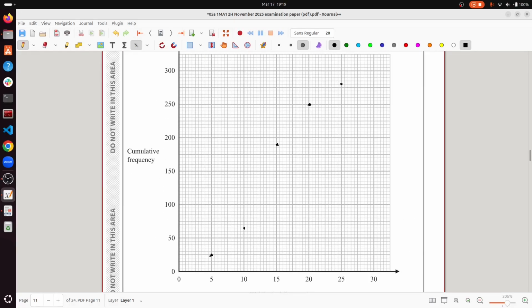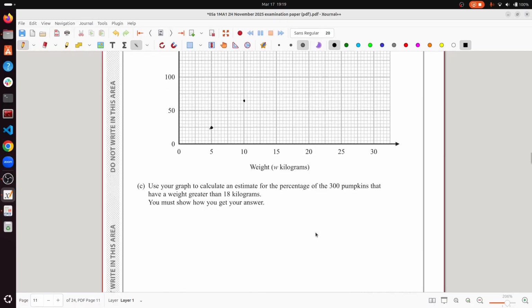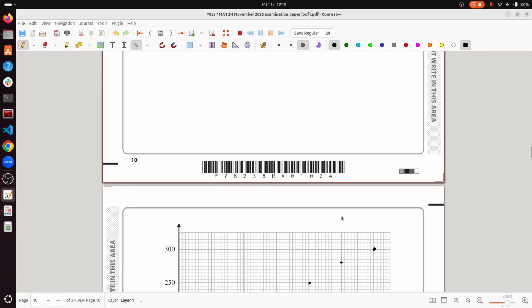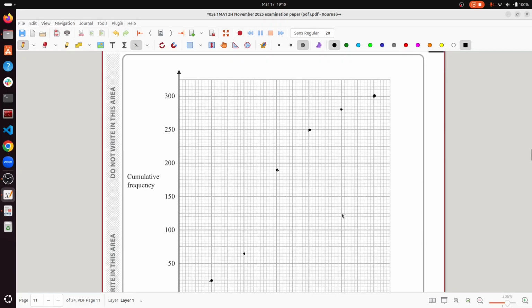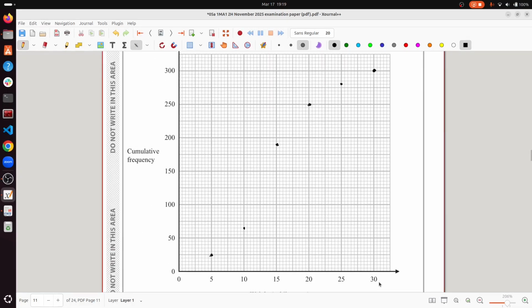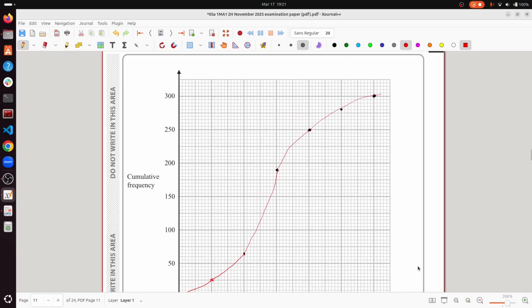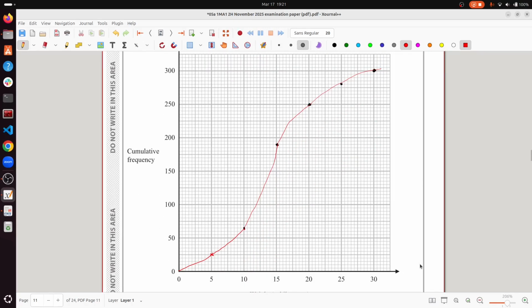Now we have all of our points. For us to draw our cumulative frequency graph, we need to join all our points with an S-curve. So let me use a red pen now. So that's my cumulative frequency graph.